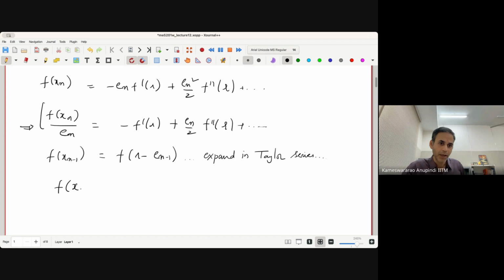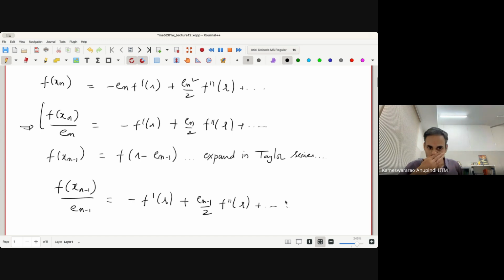So this is going to be f of x sub n minus 1 divided by E sub n minus 1 equals minus f prime r plus E sub n minus 1 by 2 f double prime r plus and so on. Okay, that's what we obtain. Now let's call this equation 1 and this equation 2. I'm not interested in the higher order terms here. We are going to truncate at the f double prime r term.